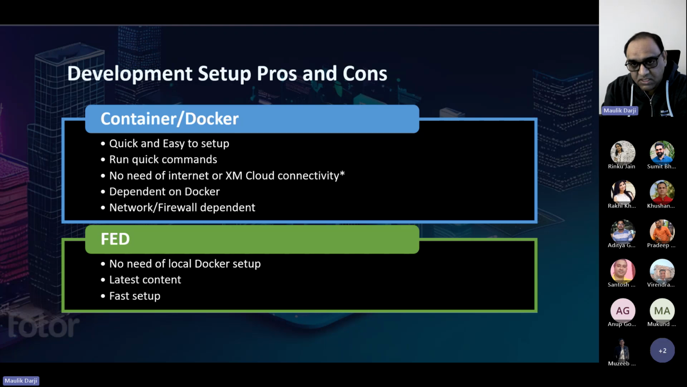And once you have the container, very initially, you need XM Cloud connectivity, and there are some options available where you don't need XM Cloud connectivity as well. But if you are really working on XM Cloud, just for initial setup, you need to have an XM Cloud environment. That's it. Then you don't need XM Cloud, you don't need internet. Everything is on your local. So maybe I'm traveling, I have my laptop, I'm in a flight, I just open my laptop and start working on the flight.